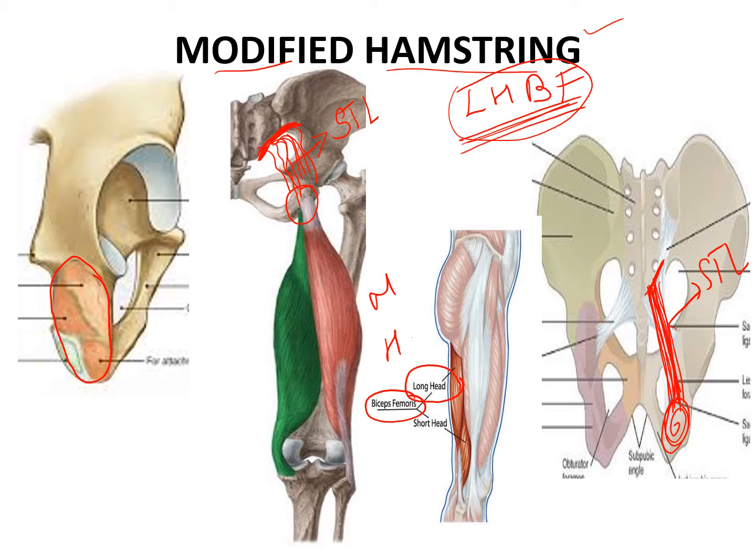So we discussed the true hamstring muscles, which are semimembranosus and semitendinosus. We discussed the modified hamstring muscles, which are the ischial part of the adductor magnus muscle and the long head of biceps femoris muscle. So that was in brief about the hamstring muscles.